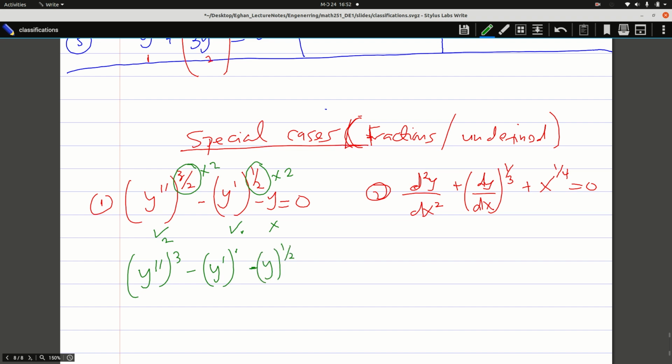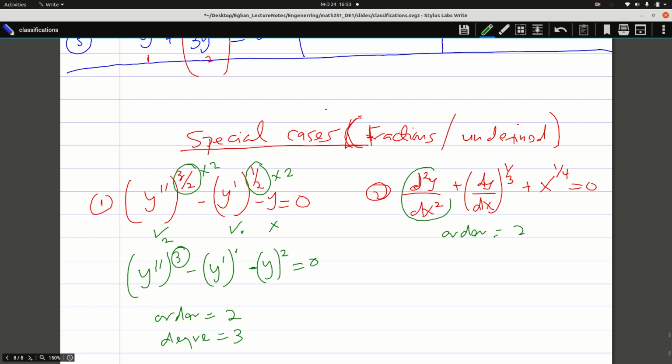Sorry, if I'm multiplying through by 2, this becomes square equal to 0. Hence, I could easily tell that the order here is 2, and then the degree is 3, because the degree is the power of the highest derivative. Okay. Example 2, I could easily tell that the order is 2 because the highest derivative is here.